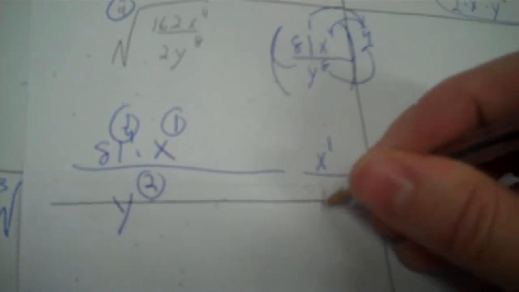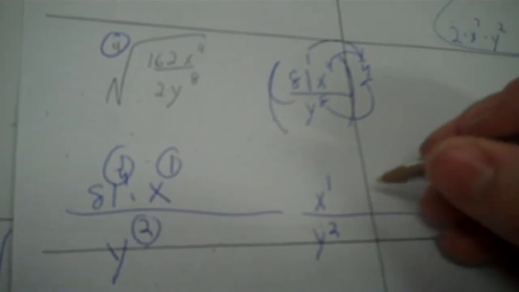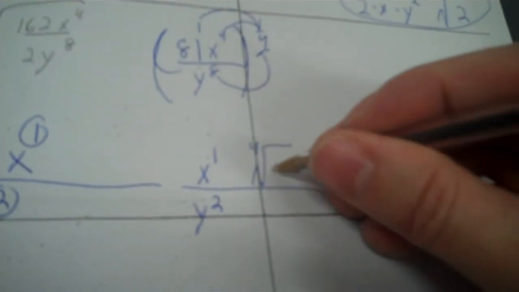Now, the variables with the whole powers. 1 and 2 and 1/4. These two here I just bring over. X to the 1st, but make sure the y to the 2nd's in the denominator. Now, to get my fraction, I make a 4th root. I put 81 inside to the 1st power, because there's a 1 on top.